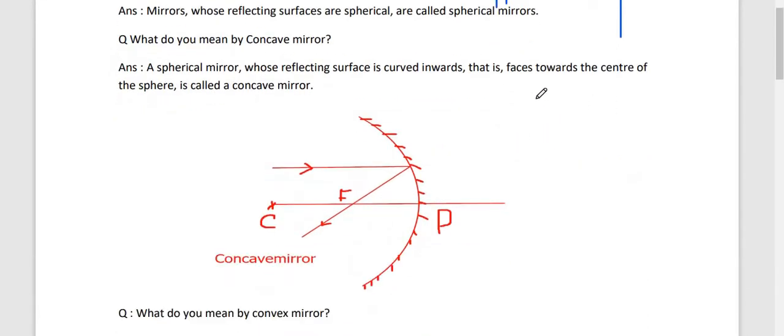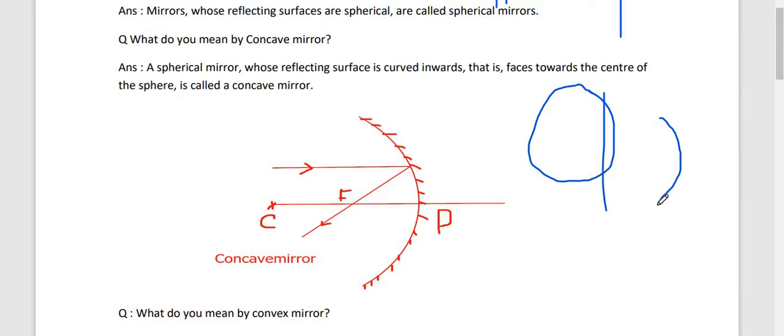So now this is a sphere. Sphere means football, volleyball, basketball, all spherical. So here we'll take a sphere of glass, then we cut a portion. Then this portion will be called a spherical mirror.